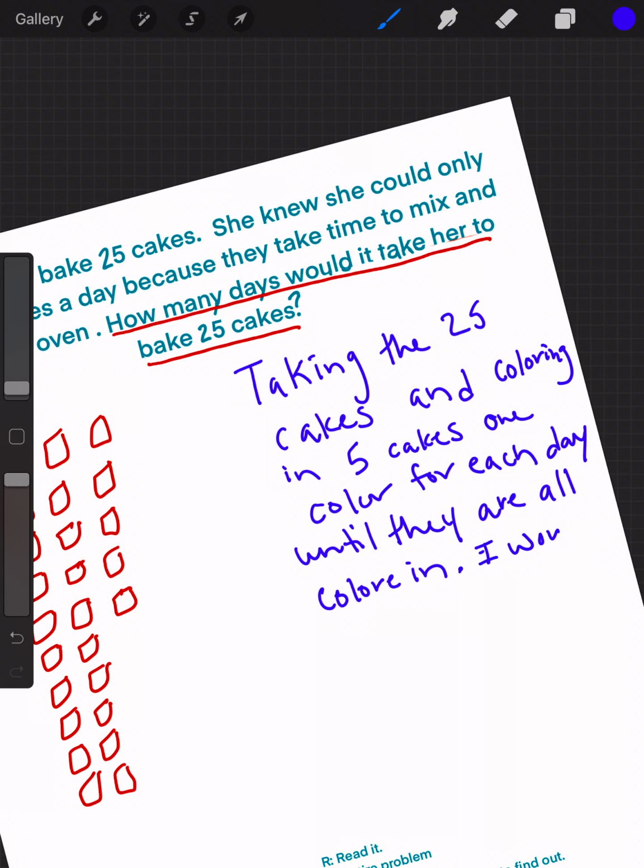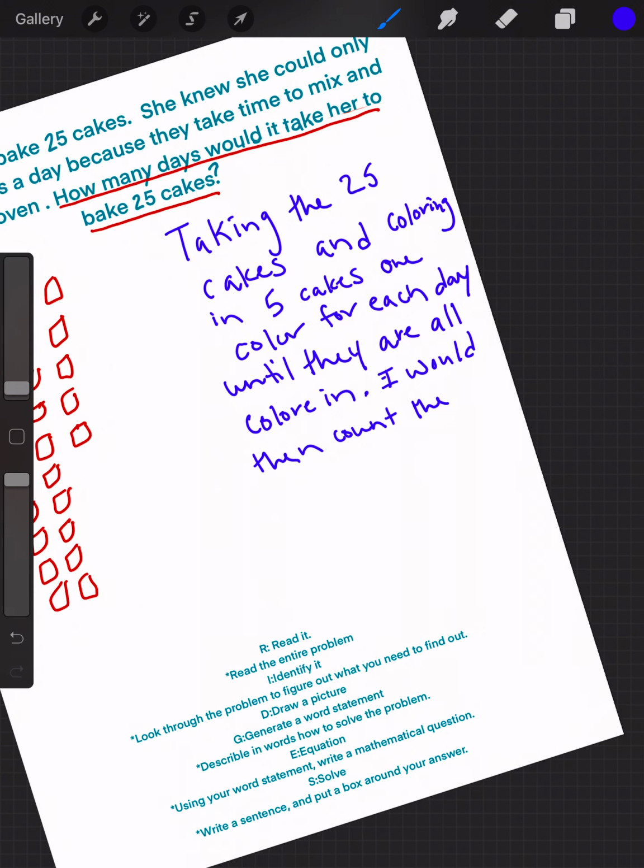I would then count the number of colors that I used.